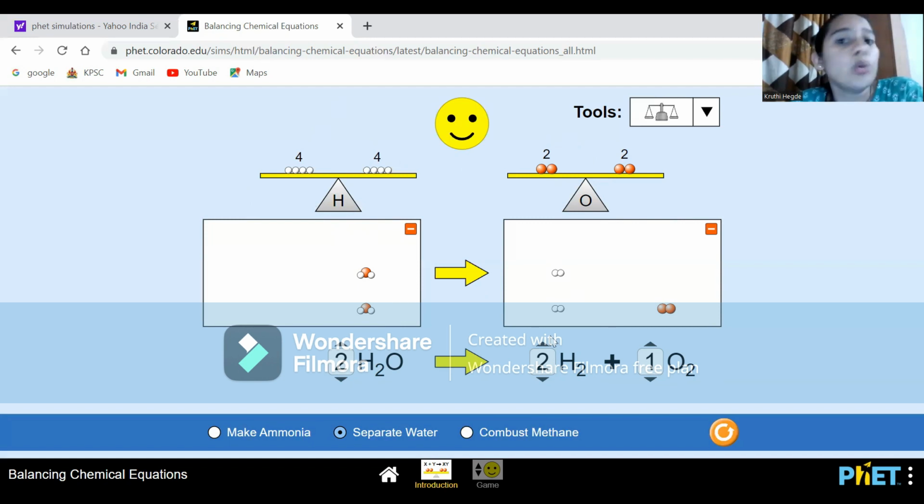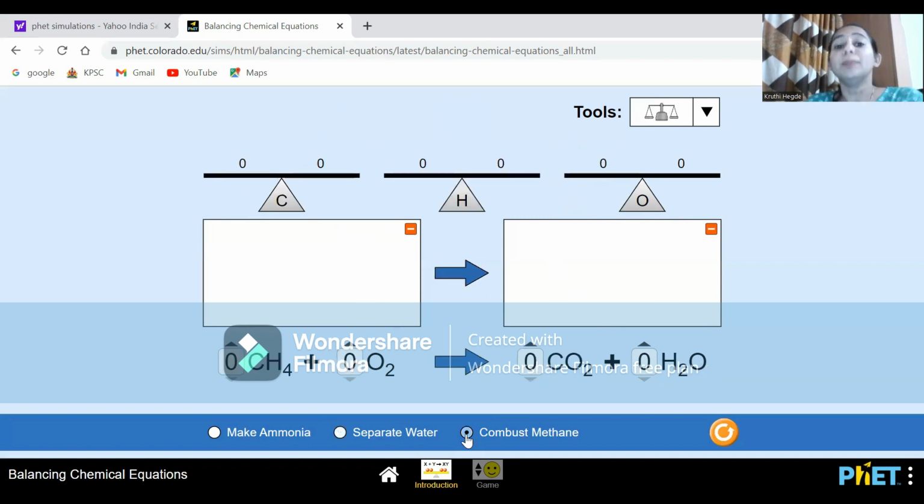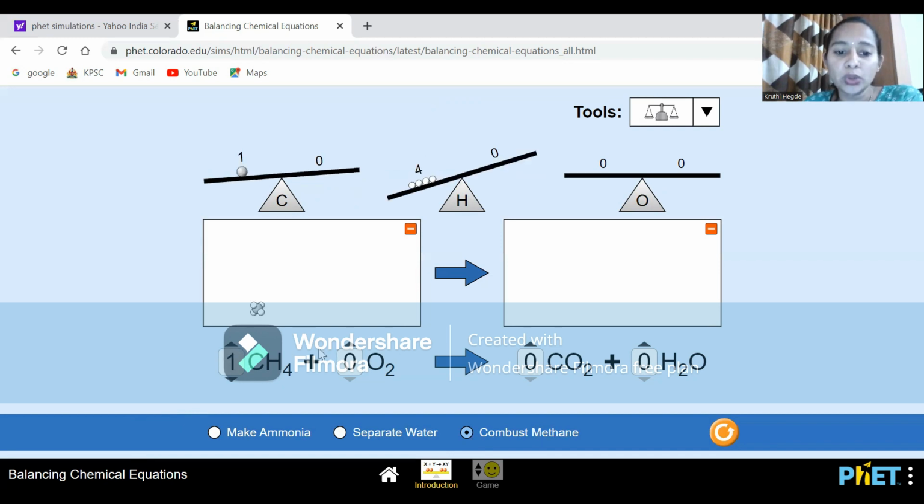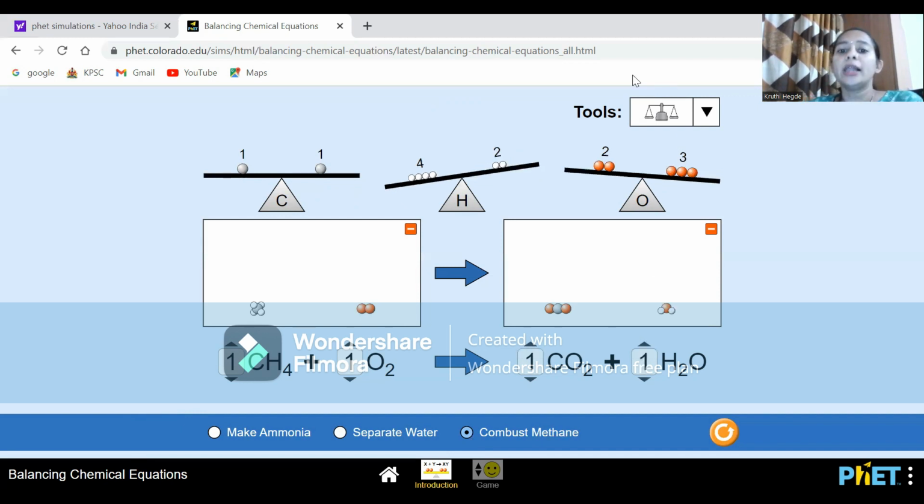I'll also give you one more example, the combustion of methane. Methane is CH4, which on burning with oxygen produces carbon dioxide and water. So let me take one molecule of CH4, oxygen, carbon dioxide, and water. Look at the weighing balance above. Carbon on the reactant side 1, product side also 1. You can look at the reaction also here.